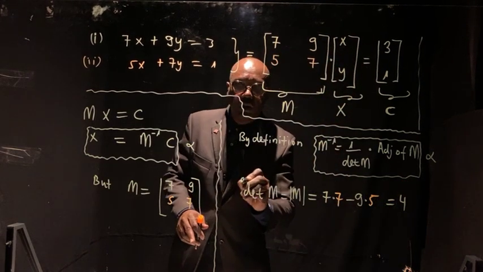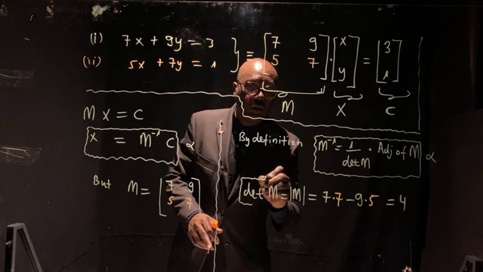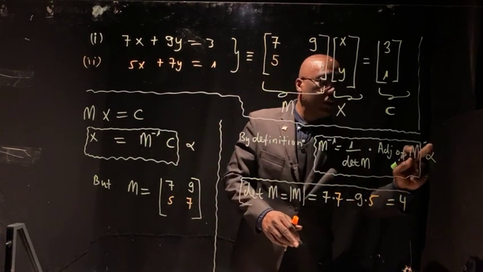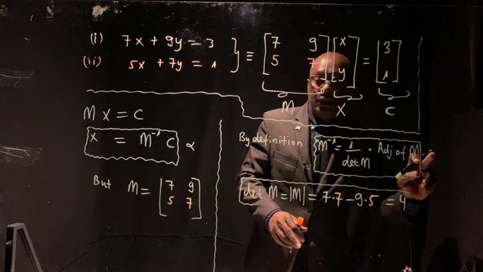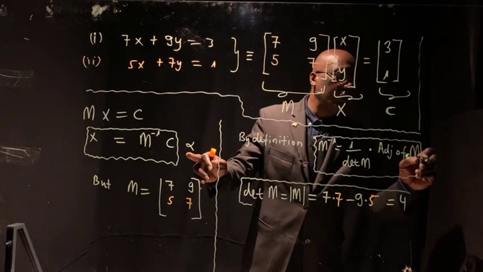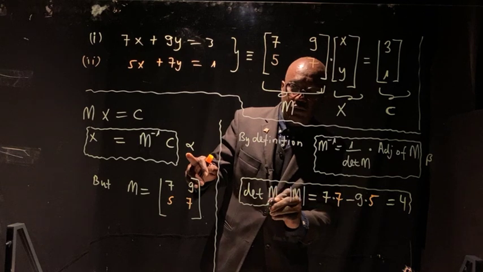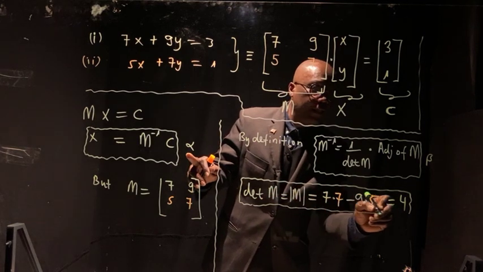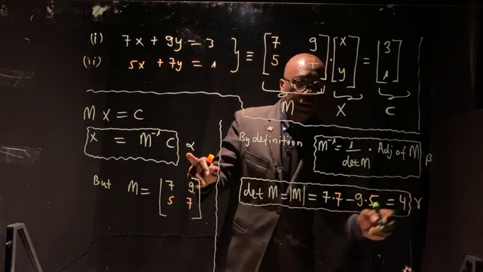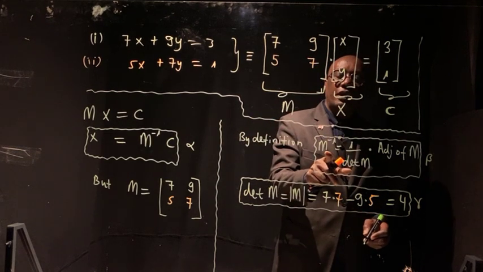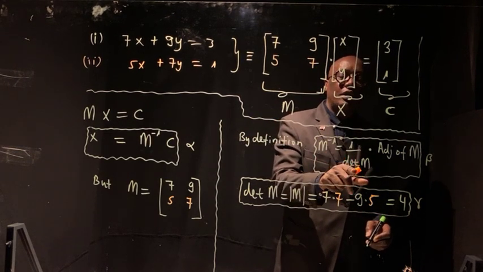I'll call this one equation. Now this one was equation alpha. This should be equation beta. I'll call this one equation gamma. So you can see that in the inverse matrix M, we have found the determinant of M.